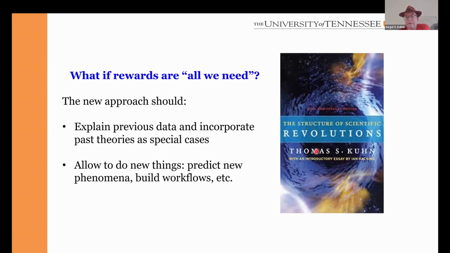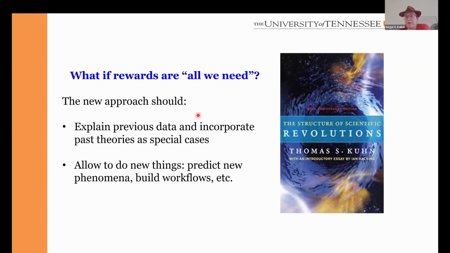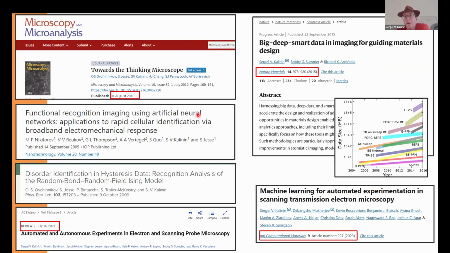But one of the ideas that Kuhn pushes is that if you propose a new approach, it should satisfy two conditions. It should explain previous data and incorporate past theories as special cases, and it should allow us to do new things. For the former, I will argue that pretty much each paper you can read will have an objective and reward function. It's simply what is written in the introduction of why people are doing the work. For the second one, in order to build the reward function, that has to be a part of your domain experience. As it happens, my core expertise is machine learning for microscopy, both electron and scanning probe.